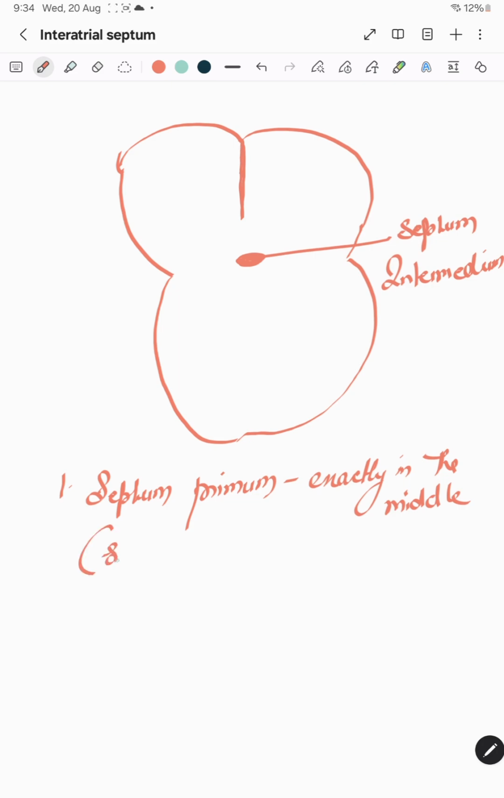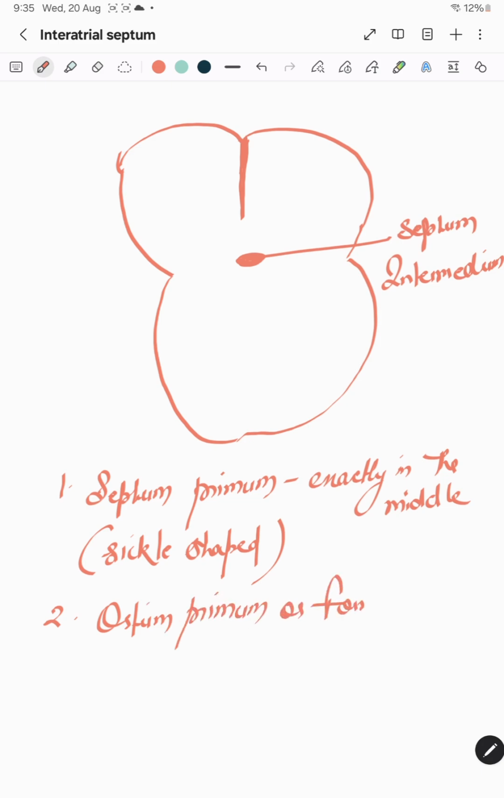It is sickle shaped, exactly in the middle, and it will start growing. And it will leave some space. This space will be known as ostium primum or foramen primum.